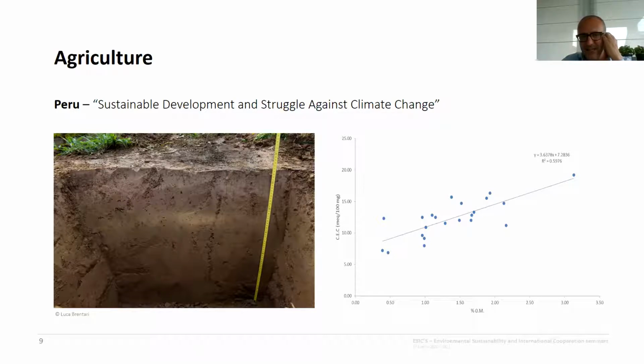Unfortunately, in this case, the organic matter values are quite low. As you can see, most of them are below 2%, and some are below 1%. But this is quite frequent in warm, tropical climates, because in a warm climate the organic matter is quickly mineralized, so it's quite frequent to find low values.